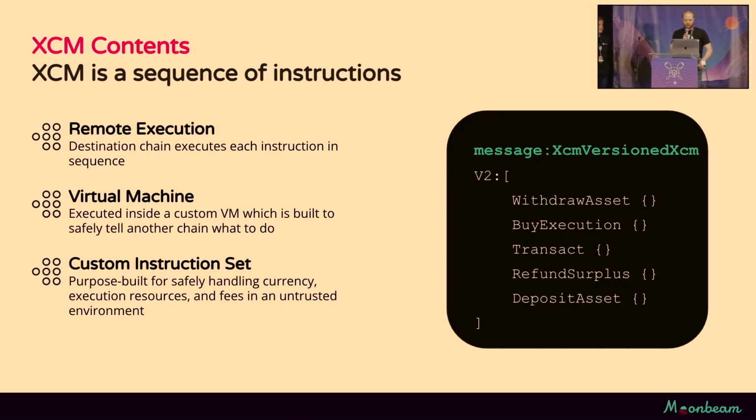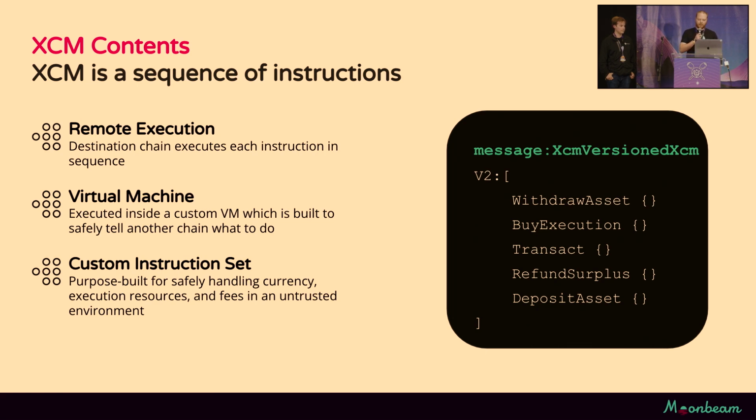So I'd like to dive into what goes into an XCM message and how these are handled on a remote chain. An XCM message is really just a sequence of instructions, and these instructions are remotely executed on a destination chain in the proper order. They're executed by a virtual machine which is custom built for safely telling another chain what to do, and it includes a custom instruction set that is purpose-built for safely handling currency, execution resources, and fees in an untrusted environment.